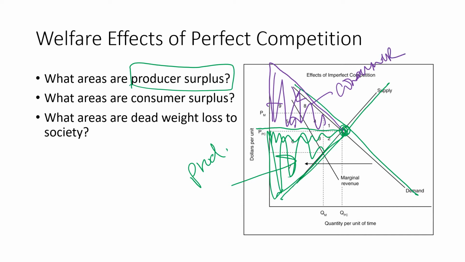In this case, all area captured above and below the supply curve is captured by either the consumer or the producer. So in this case, there is no dead weight loss to society because in perfect competition, we maximize the welfare effects to society. Okay.